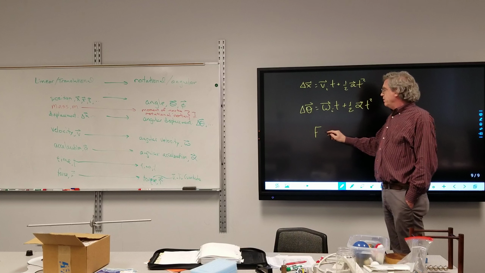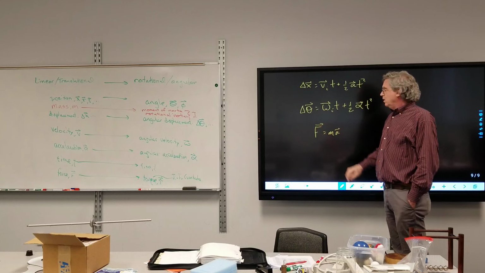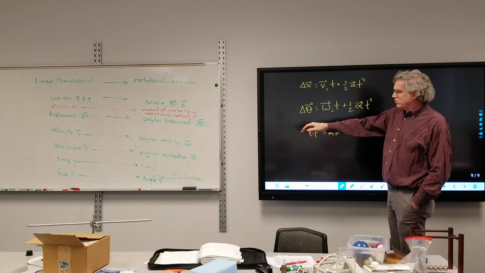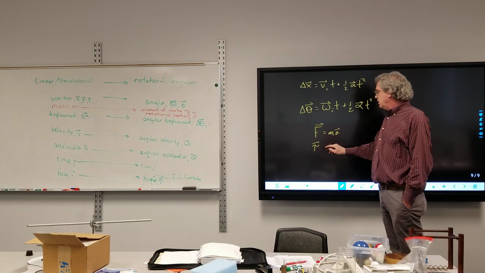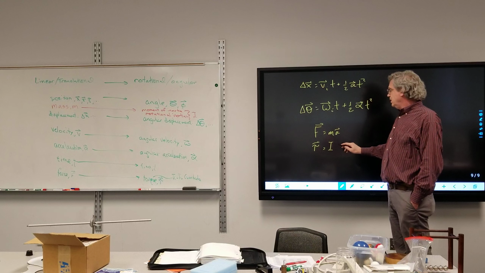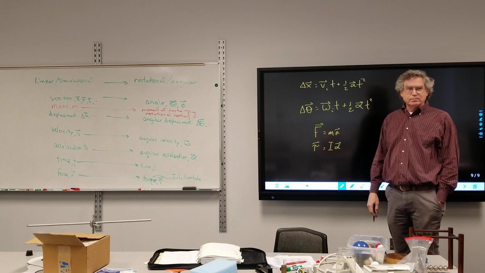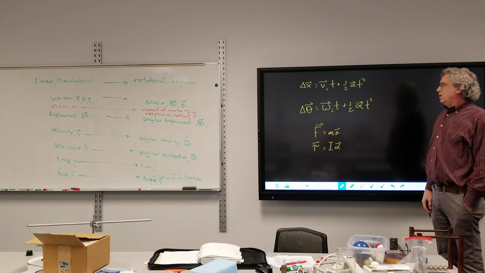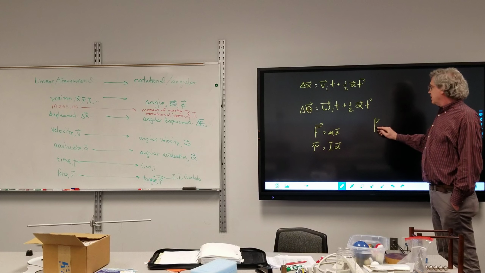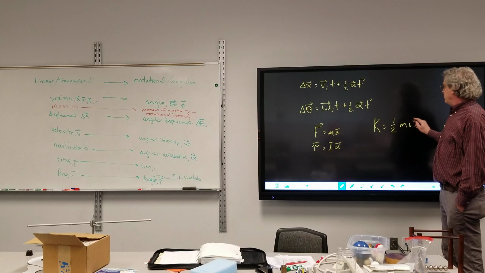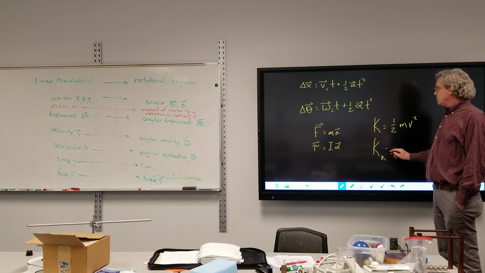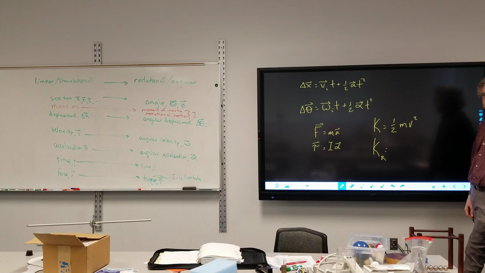We'll take Newton's second law, F equals ma. The rotational analog: force goes to torque, mass goes to the moment of inertia, and a goes to angular acceleration. K equals 1/2 mv squared. What do you suppose rotational kinetic energy is? 1/2 moment of inertia, omega squared. Yep.